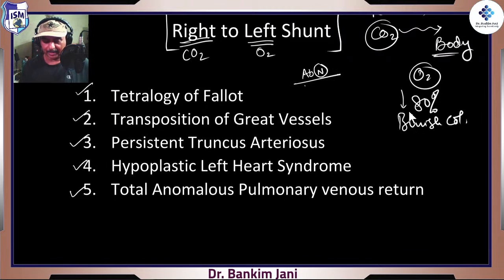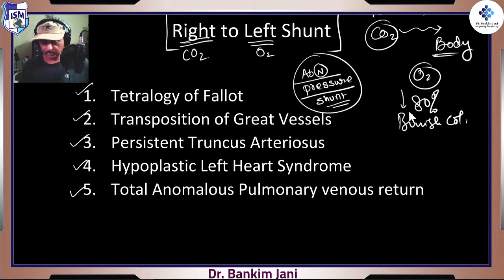What is happening to the pressure system? And what would really happen in the form of shunt? That is, blood would be going, which blood would be going from where to where? Once you understand this, things are pretty easy. Well, as they are combination right to left shunts, you'll find that along with one problem, there are many associated problems.